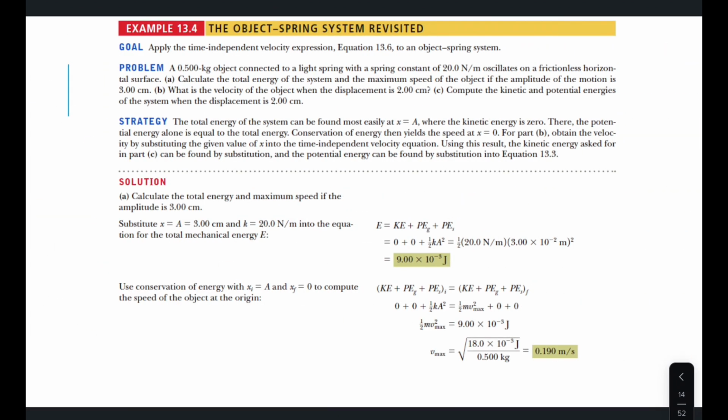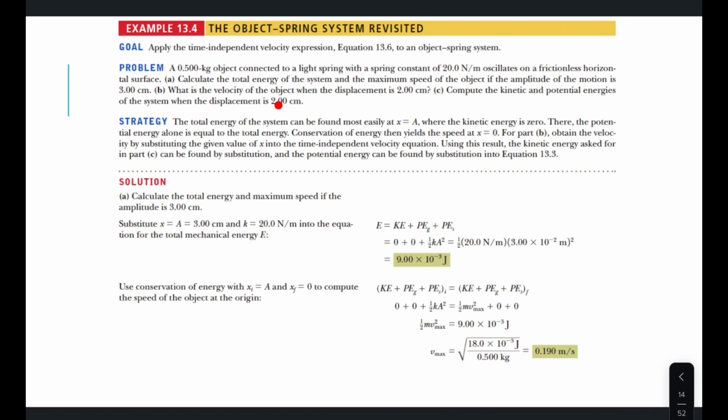Okay, example 13.4. A 0.5 kilogram object connected to a light spring with a spring constant of 20 Newton per meter oscillates on a frictionless horizontal surface. A: Calculate the total energy of the system and the maximum speed of the object if the amplitude of the motion is 3 centimeter. B: What is the velocity of the object when the displacement is 2 centimeter? C: Compute the kinetic energy and potential energy of the system when the displacement is 2 centimeter.